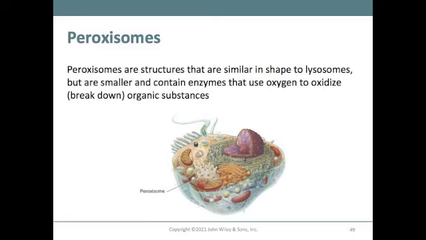Peroxisomes, also called microbodies, contain several oxidases, that is, enzymes that can oxidize various organic substances. For instance, amino acids and fatty acids are oxidized in peroxisomes as part of the normal metabolism. In addition, enzymes in peroxisomes oxidize toxic substances such as alcohol.